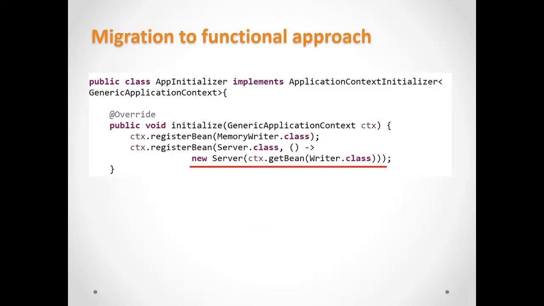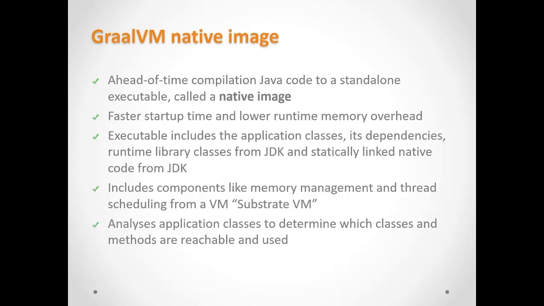It's very simple. You just need to put initialization of the server into a lambda, and the server will be initialized when the context is loaded. That will work. So what is GraalVM and GraalVM native image? It's an attempt to transform Java bytecode into native code during building.